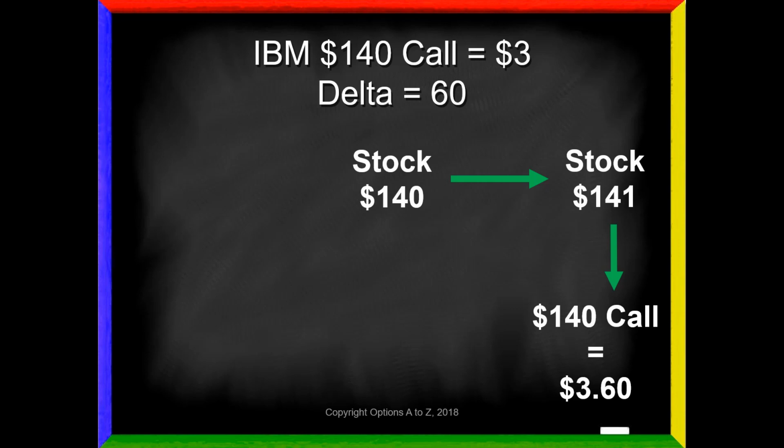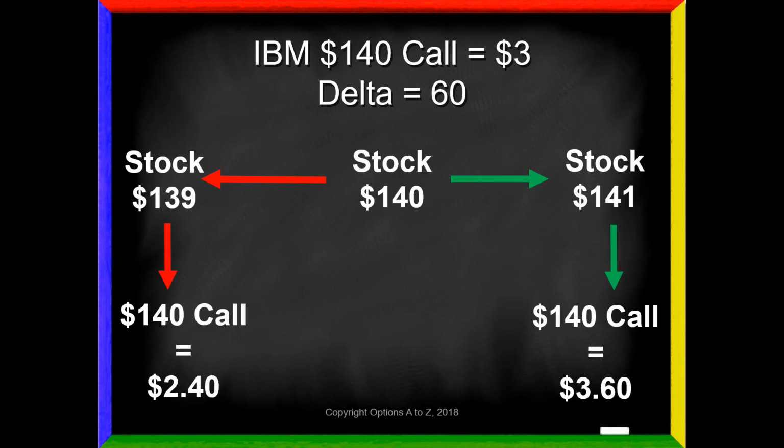Obviously, if it works on the way up, it's going to lose by that amount on the way down. So if we bought that option for 3 and the stock instead fell $1 right now, we would expect that 140 call to be trading for 60 cents less, or about $2.40. So the delta shows us how sensitive that option's price is to changes in the stock's price.